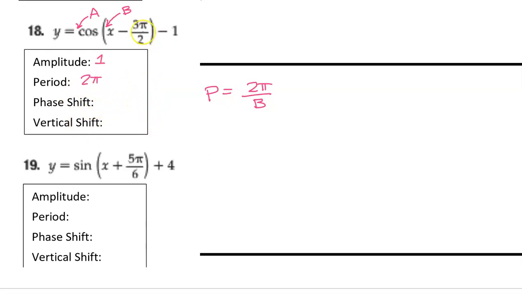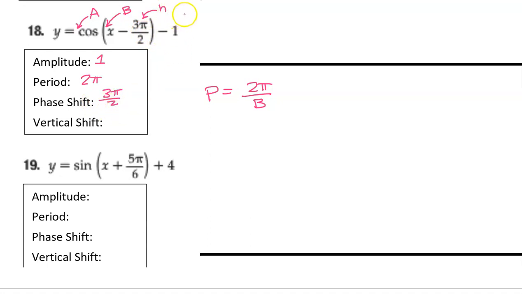What about the phase shift? The phase shift is going to come from this number right here that's being subtracted from the x value inside parentheses. This is called the h value, by the way, but it is the phase shift, which is simply 3 pi over 2. Notice that it is always the opposite sign from this. This is -3 pi over 2, so the phase shift is +3 pi over 2. Had this been +3 pi over 2, I would be writing -3 pi over 2.